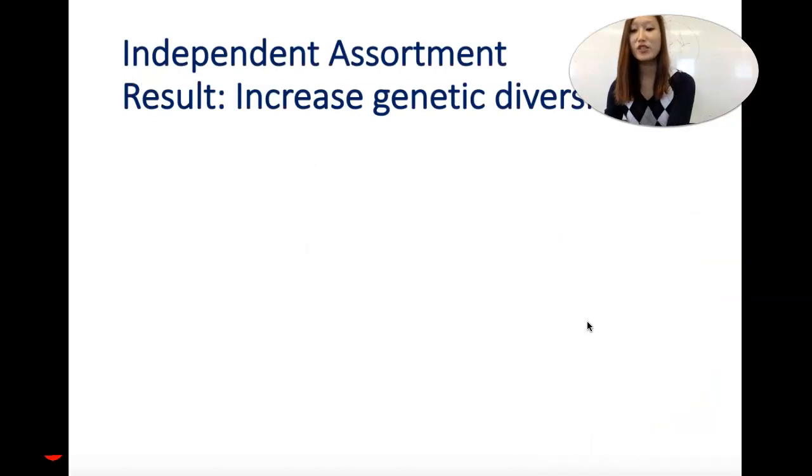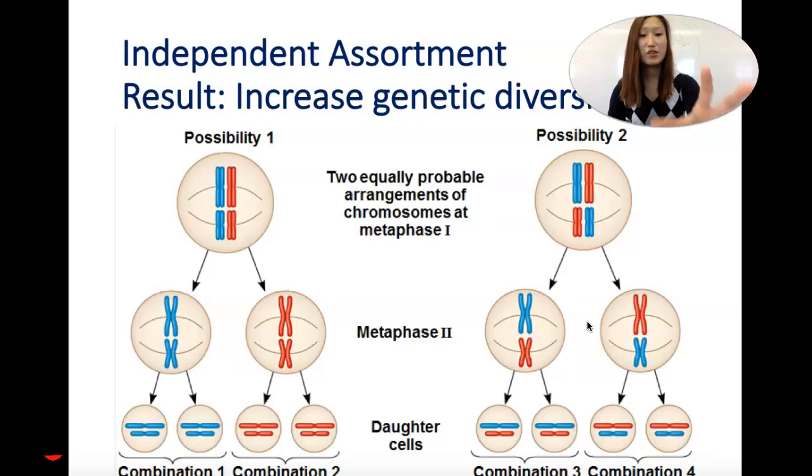And again, increasing genetic diversity is good because it gives you a variation of different types of individuals within the same population, which means if the environment were to change, or even if the environment doesn't change, the different individuals will have different chances of survival. They have the ability to possibly survive better than another individual. So having genetic diversity is always a good thing. So again, when you look at this picture, you can see how there are 2 different possibilities when you only have 2 pairs of chromosomes.